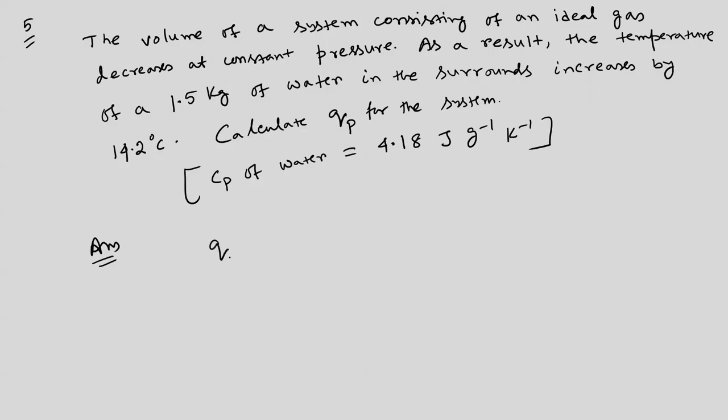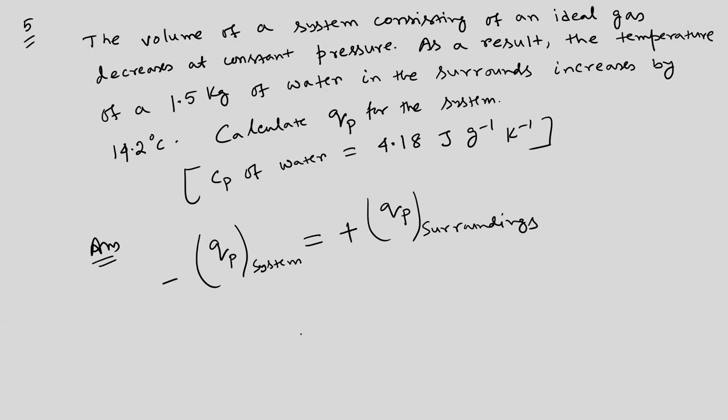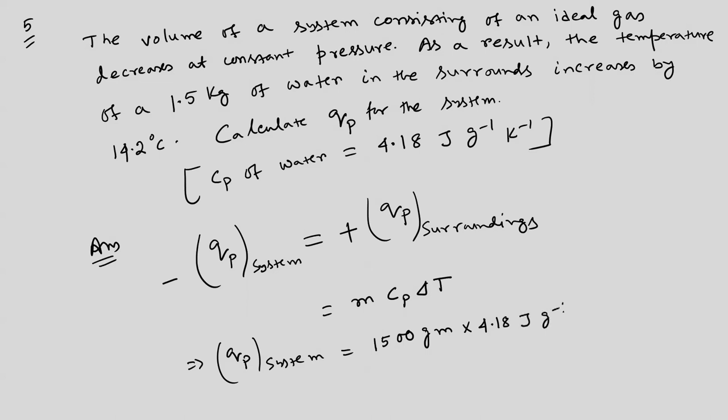So, QP system is nothing but minus QP surroundings, right? Or we write minus QP system is QP surroundings, okay? And this is nothing but m Cp delta T, right? So, we get QP system. M is the mass of water here, so this is in gram unit, and then Cp of water is given, times 4.18 joule per gram per Kelvin. And delta T is also given, so times 14.2 Kelvin.